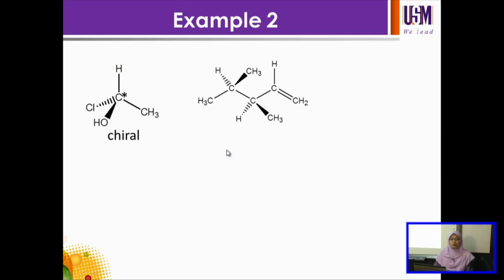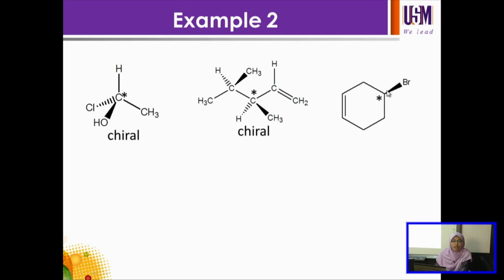For compound number 2, we have here 3 different carbons. So you need to identify which is the chiral carbon. This carbon will be the chiral carbon because it is attached to 4 different groups. You can see that it has no internal mirror planes of symmetry. So this is also a chiral molecule. For structure number 3 here, the chiral carbon will be this carbon, because only this carbon is attached to 4 different groups.